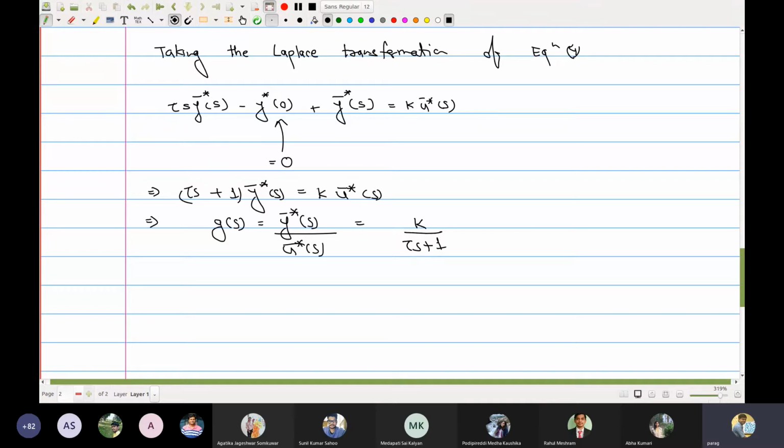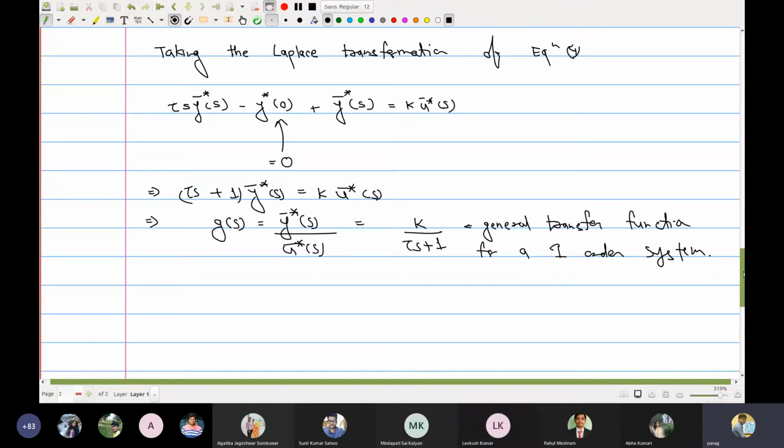Right? This is the general transfer function for a first order system. Right? General transfer function for a first order system.